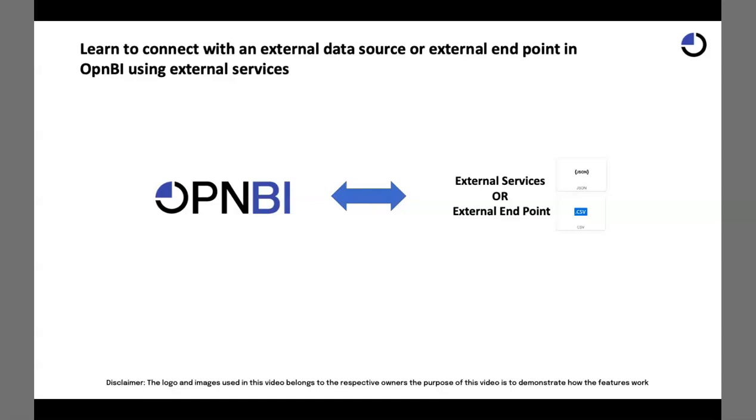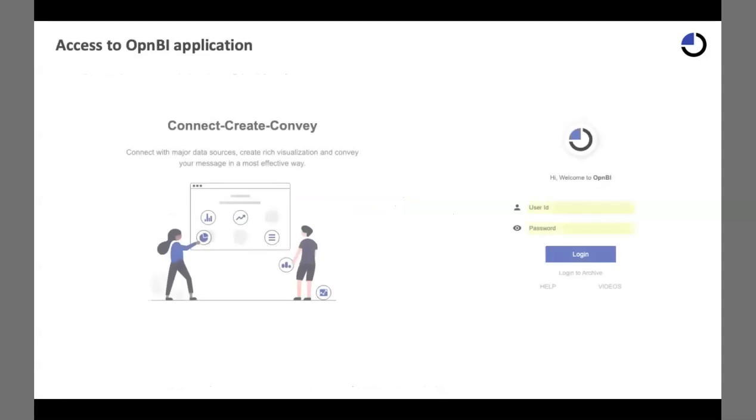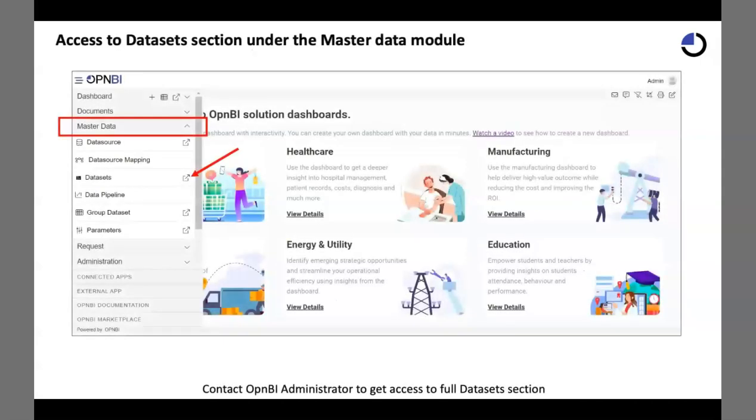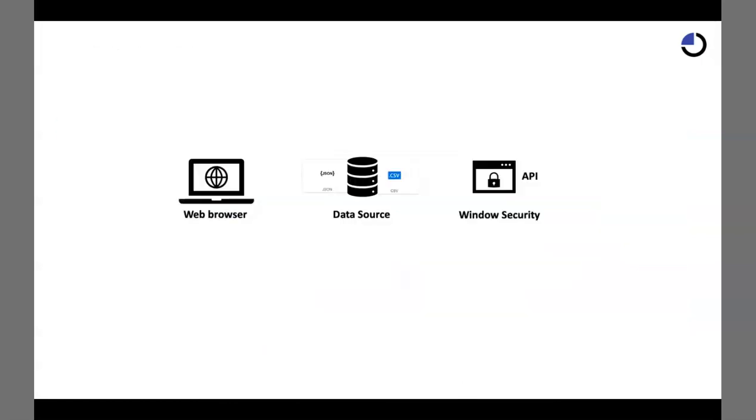The prerequisites to connect with the external services are access to OpnBI application, access to dataset section under the master data module, access to the web browser or external source where the data is available in CSV or JSON format, any security parameters such as Windows credential or API key, authentication information, etc.